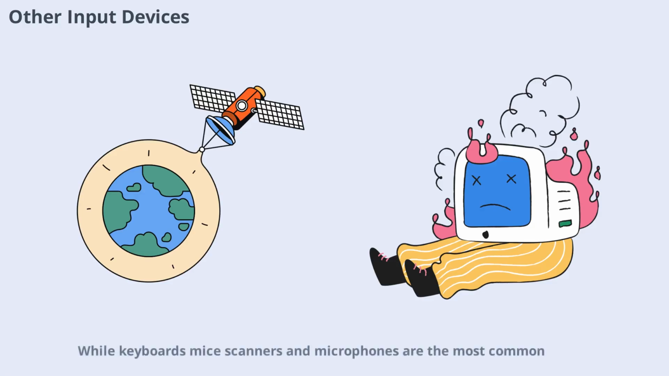While keyboards, mice, scanners, and microphones are the most common, there are many other input devices out there. Devices like touchpads, trackballs, graphic tablets, and even webcams all serve as ways to send information to your computer. Each device is designed for specific tasks, making computers more versatile and accessible for everyone.